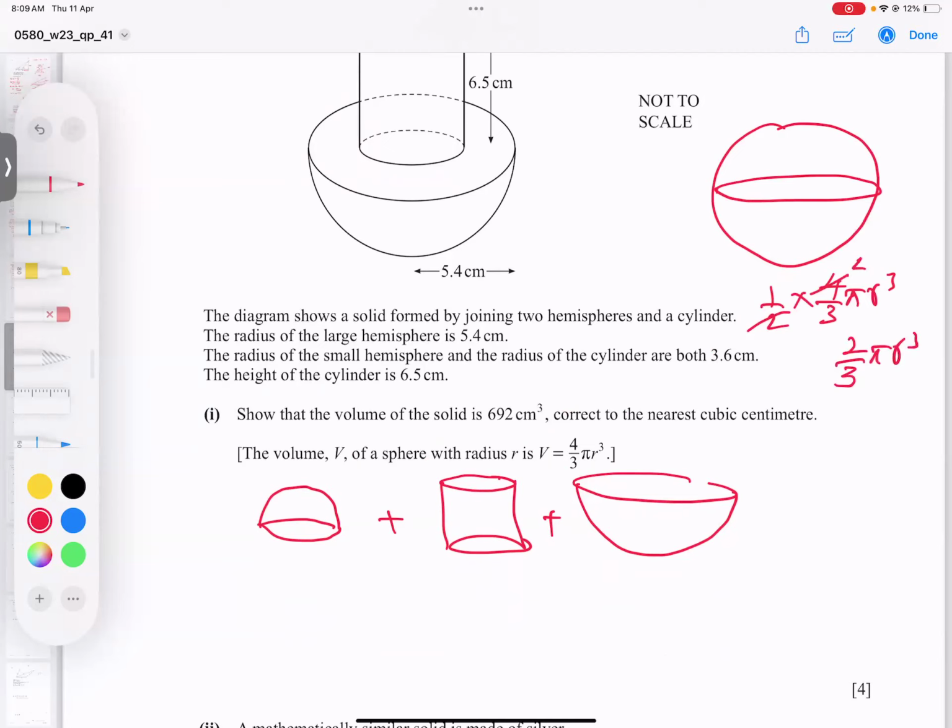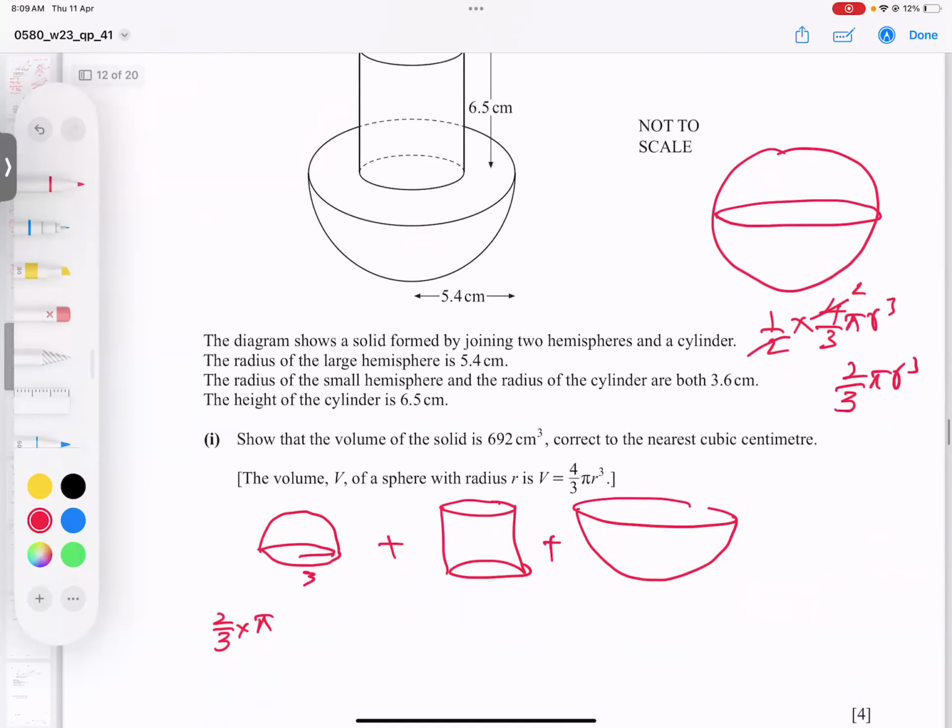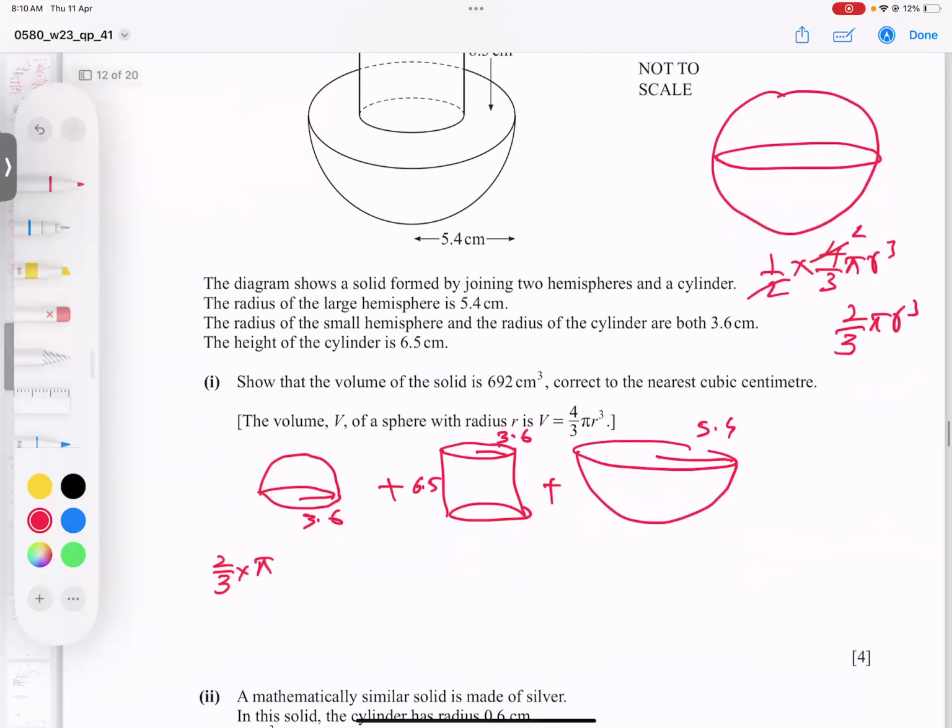So let's start. So 2 by 3 pi r. And what is the radius of the bigger one? It's 3.6. So radius 3.6. Height of the cylinder 6.5. This radius 5.4. I write all values. So 2 by 3 pi r cube, 3.6 power 3.